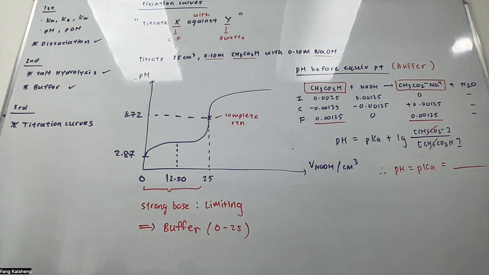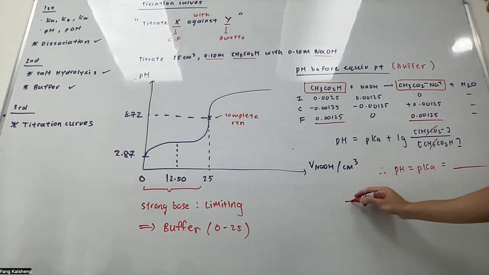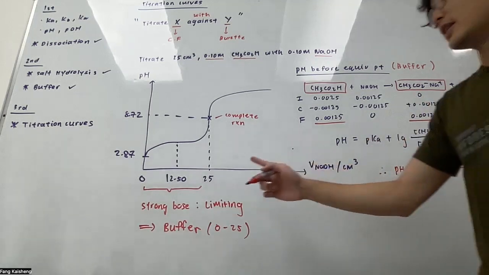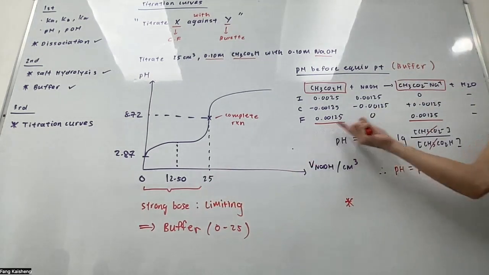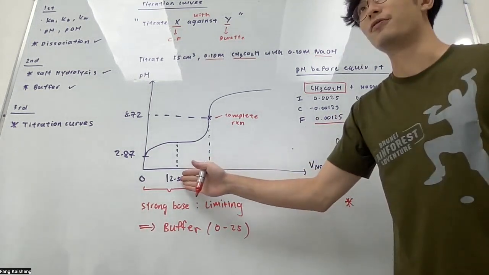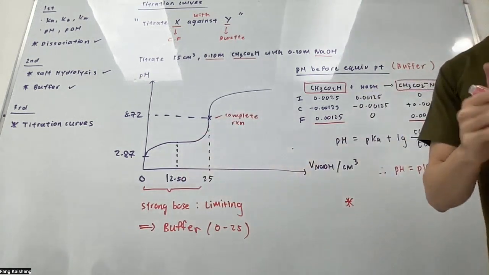Go and note this down. I'm not really interested in the answer here. What I'm interested in is the shortcut. If you see that both species are equal, can you tell me what you observe about 12.5? What's so special about 12.5? It's exactly half of the equivalence point, right?